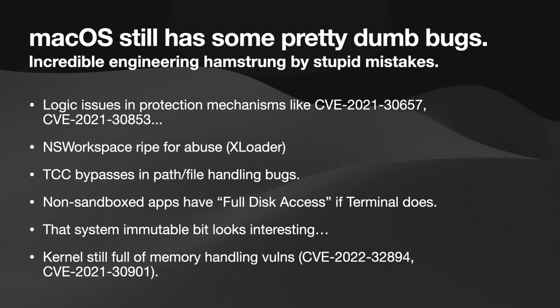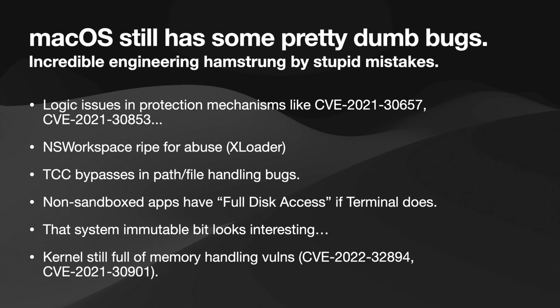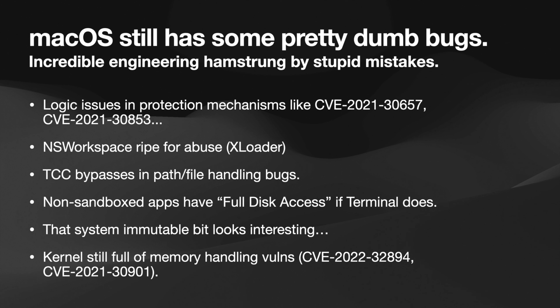The user space security model has some holes in it too. NSWorkspace is technically deprecated, but it still works and can be used to bypass sandboxing. And on the topic of sandboxing, apps that don't implement it can use Terminal to do evil things. So if Terminal has full disk access, non-sandboxed apps do too. The system immutable bit can also be weaponized, and I don't see this used nearly often enough.